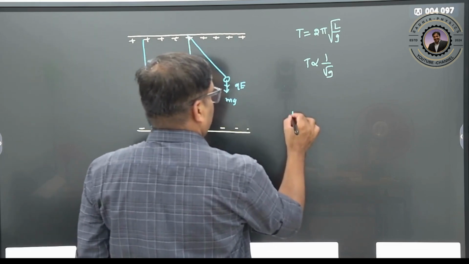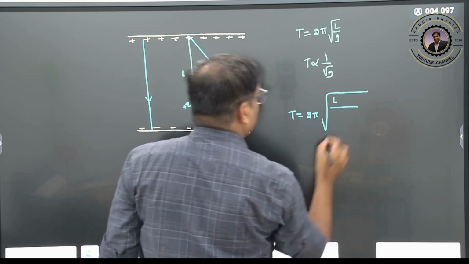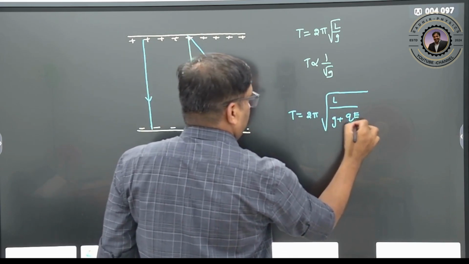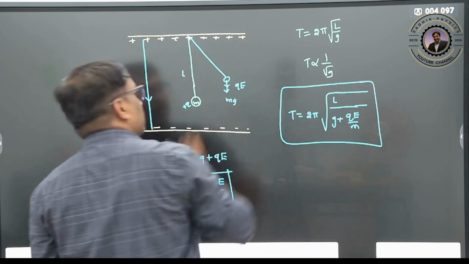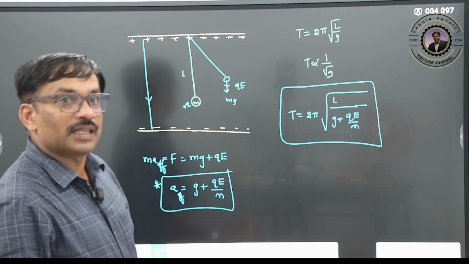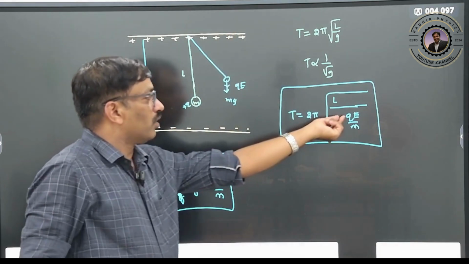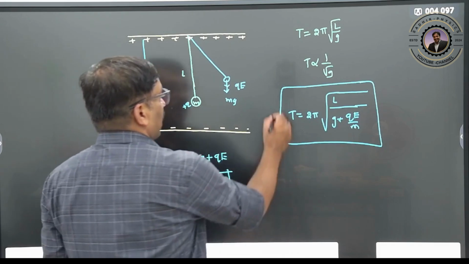So what is the time period now? 2 pi times square root of L by g effective, that is nothing but g plus QE by m. This will be the time period if it is given a positive charge. Suppose it is given a negative charge, what will happen? It experiences an upward force, so you are going to get a minus here. Clear? In this way you need to calculate the time period.